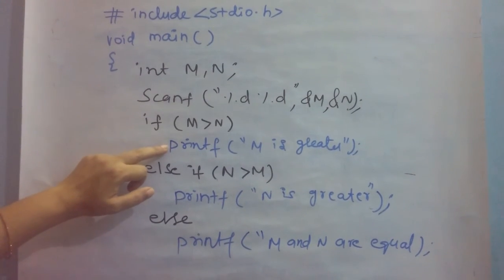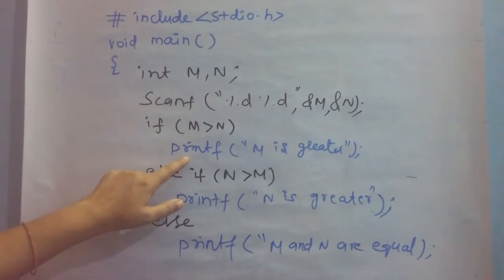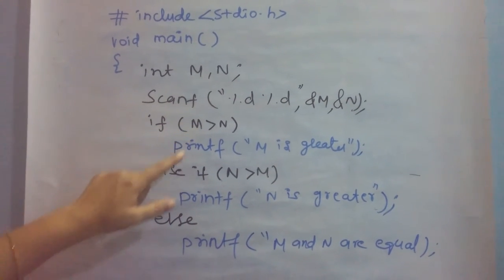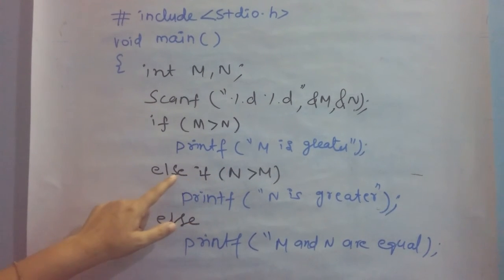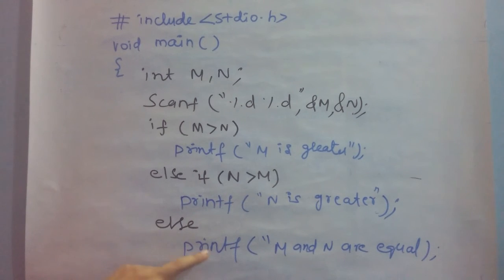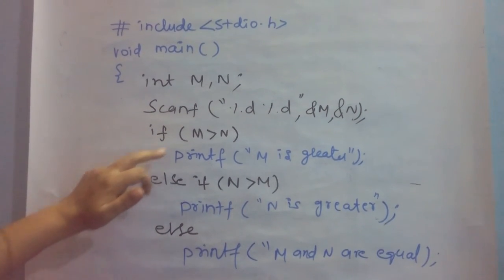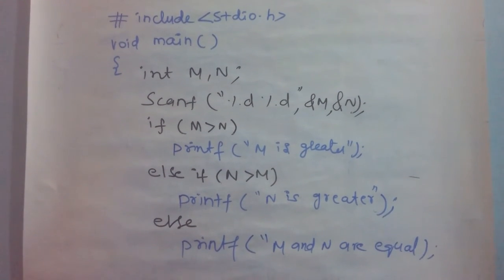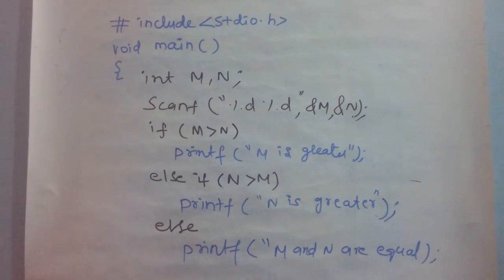When the if condition is satisfied, this printf will get executed. This printf will get executed when the if condition is not satisfied. In the else if part, we have specified one condition. If this condition is satisfied, this printf statement will get executed. The else part will be executed when both the conditions specified in if and else if are not satisfied. In the next video, we will discuss some examples for other control statements.